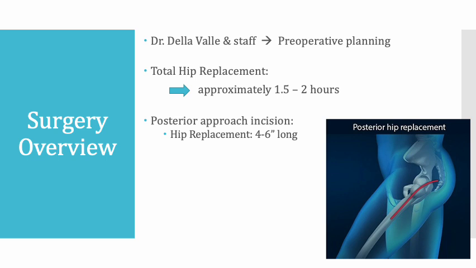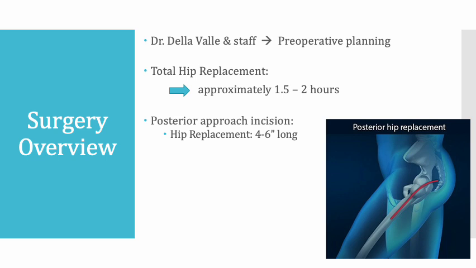Dr. Della Valle performs a posterior approach for all of his hip replacements and hip resurfacing procedures. The incision size for a total hip replacement and hip resurfacing vary a bit. For all total hip replacements, the incision is approximately 4 to 6 inches. For all hip resurfacings, the incision size is a bit bigger, approximately 8 to 10 inches.